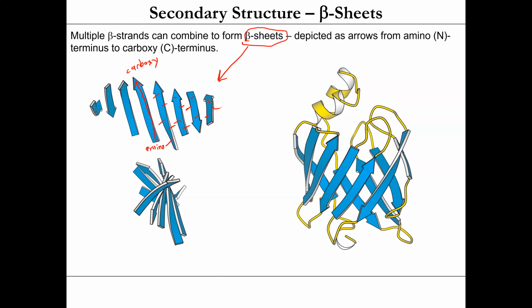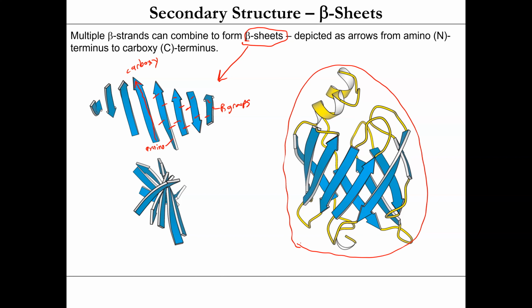And it's actually very common to have proteins that are made up mostly of beta strands that form what's called a beta barrel region right here. So you can see this protein is basically made up of a beta sheet that forms this cylinder as depicted here, connected by those loops and turns, just like we saw with the alpha helices.